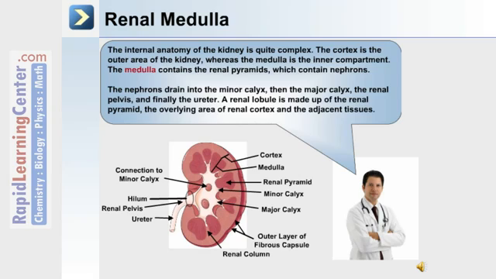The cortex is the outer area, as we mentioned, and the medulla is the inner compartment. The medulla contains the renal pyramids, which contain the functional unit of the kidneys, the nephrons. The nephrons drain into the minor calyx, then the major calyx, the renal pelvis, and finally the ureter. A renal lobule is made up of the renal pyramid, the overlying area of renal cortex, and the adjacent tissues.